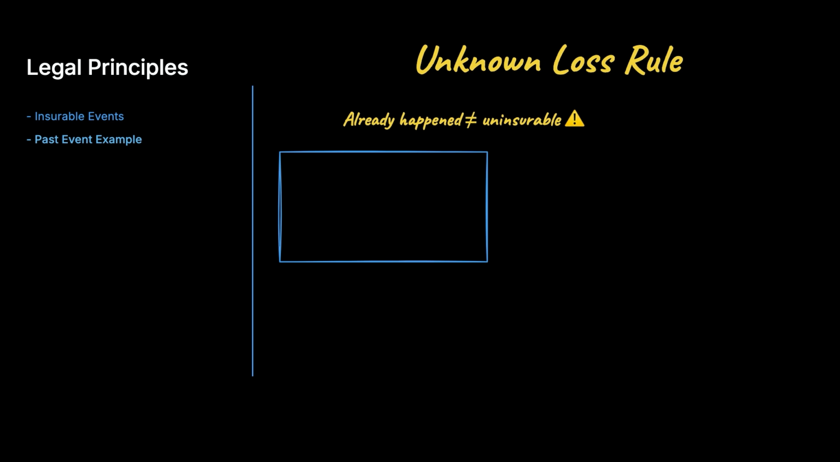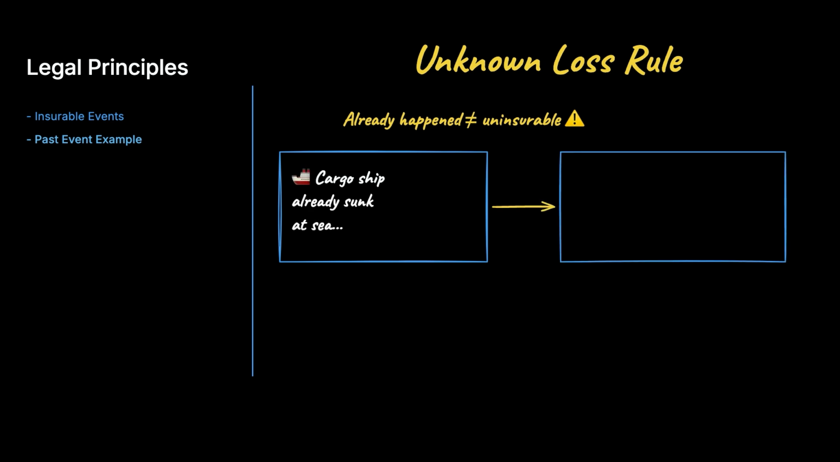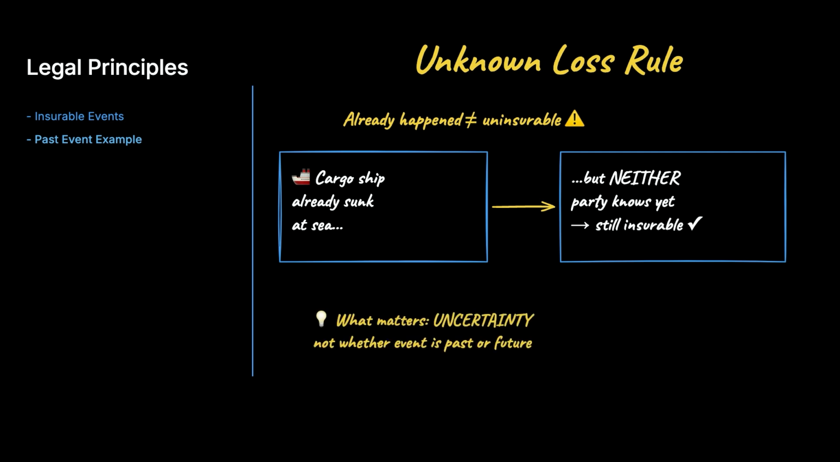Here's something that surprises a lot of people. An event can be insured even if it has already happened, as long as it's still unknown to both parties. The classic illustration is a cargo ship that has already sunk at sea, unknown to anyone, and can still be insured for that voyage. What matters is the uncertainty, not whether the event is future.